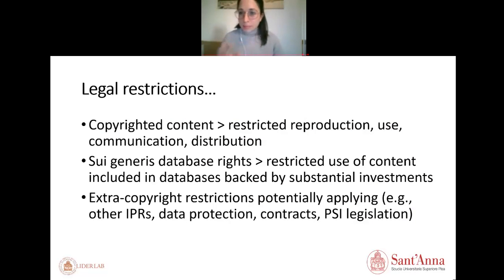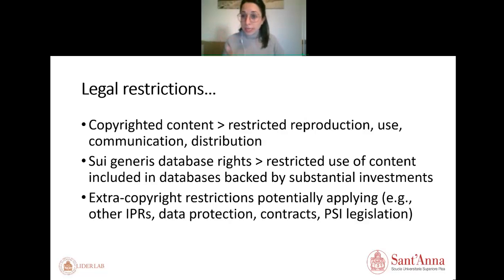As you probably already have clear in your mind, this comes with a bunch of legal restrictions, not only from the classic idea of copyright as reproduction, distribution, communication. Any act which has to do with this sort of material which is protected by copyright then faces a restriction in copyright itself as a regime.